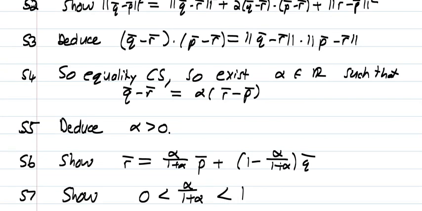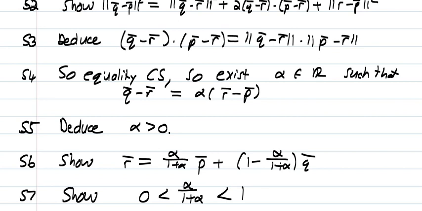Why is that important? Because manipulating step 4, you can show that R is equal to alpha over 1 plus alpha times P plus 1 minus alpha over 1 plus alpha times Q. So R is a linear combination of P and Q. All right, that's just a little bit of algebra.